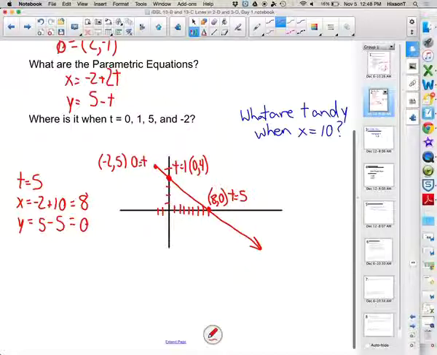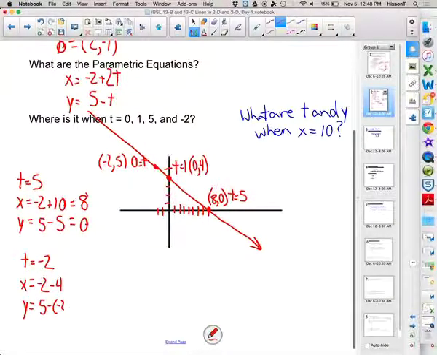So if we had known that this thing was moving along this path the whole time, then yeah, we could go back in time to -2, and it would be x equals -2 minus 4, and y equals 5 minus a -2. So we would have been at -6, 7.